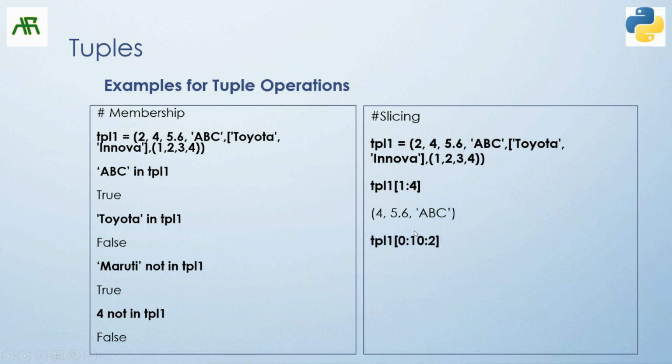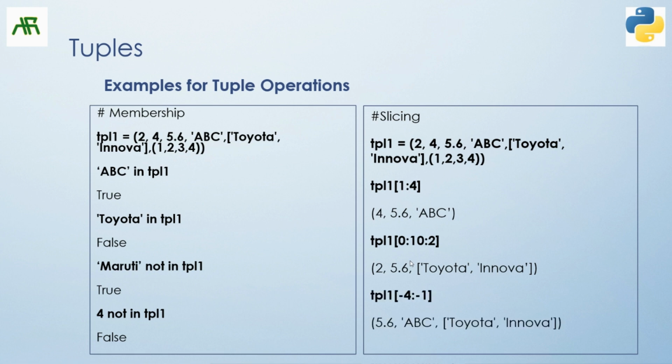And I can have start, stop and step conditions for my tuple slicing operation. Here I'm giving step as 2. So I'm going to get this as output. Similarly, negative values read from right to left.